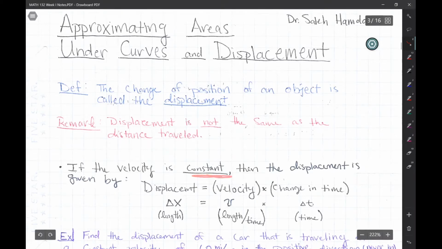So if the velocity is constant, and velocity, not speed, velocity has a direction, speed does not. So if the velocity is constant, the displacement, which also has a direction, right? It could be positive or negative depending on where you are on the x-axis if you're moving along the x-axis. So displacement also has a direction, and is given by the velocity times the change in time. Okay, so displacement is equal to velocity times change in time.